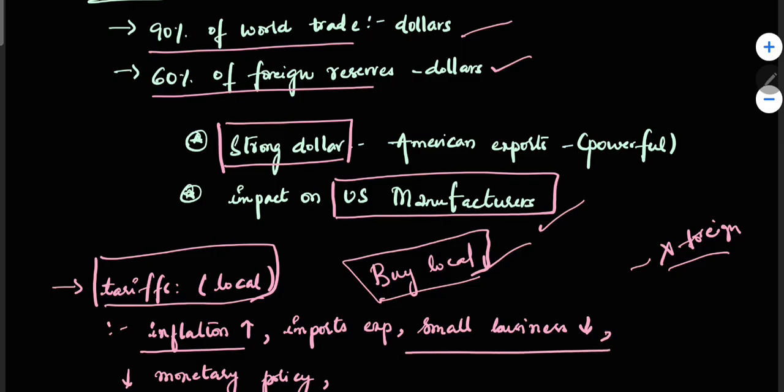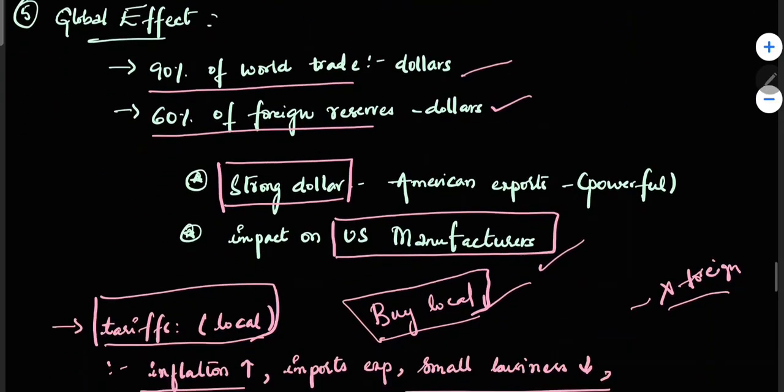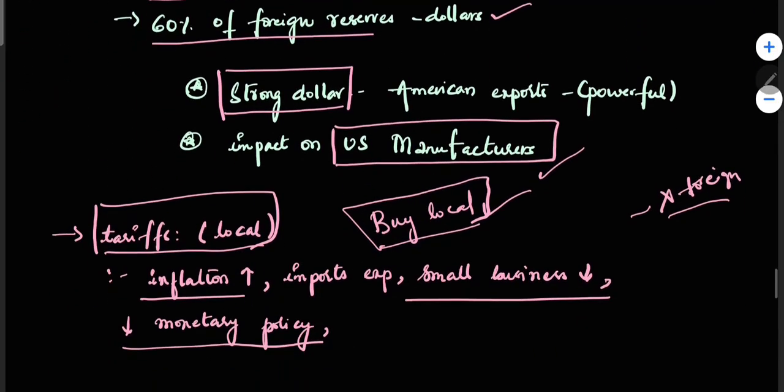And also monetary policy is fluctuating and they're not able to take a good decision on it. And also we have the global effect and the effect on the stock markets. So this is about tariffs and the US market.